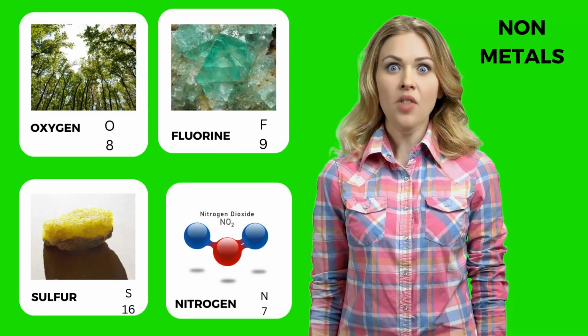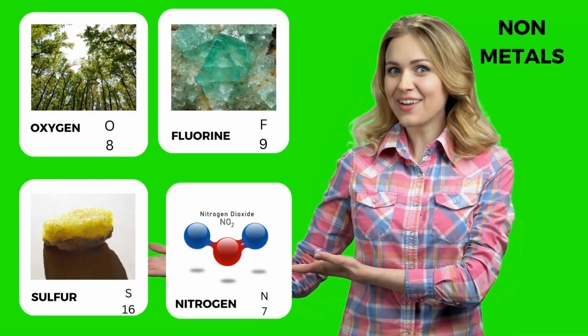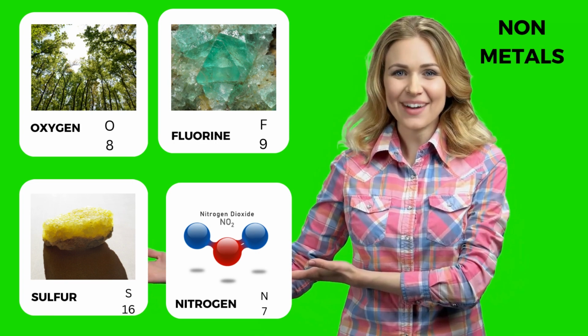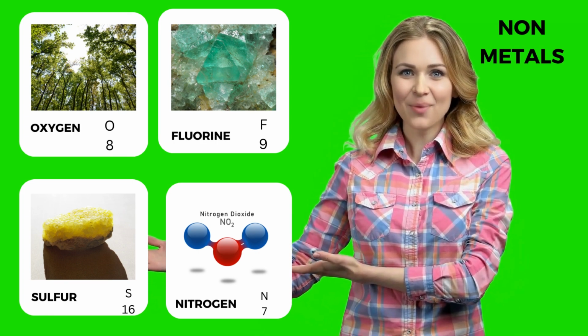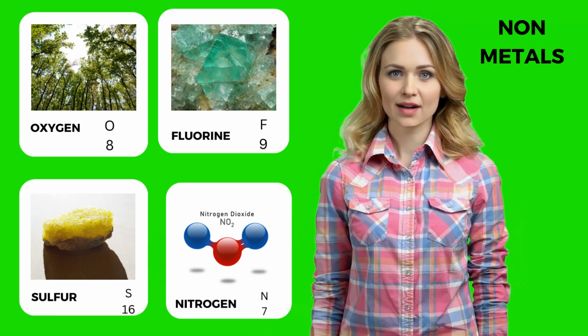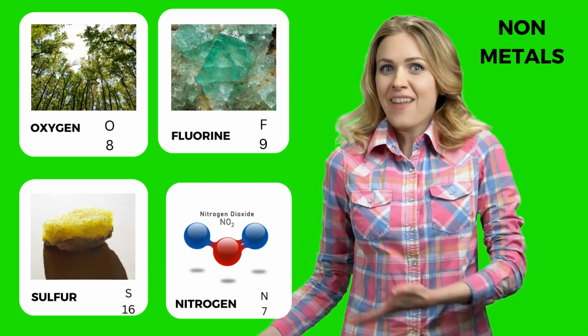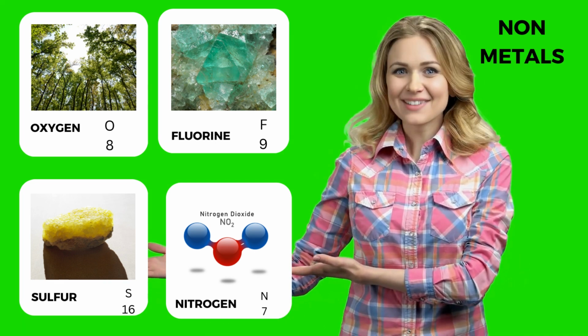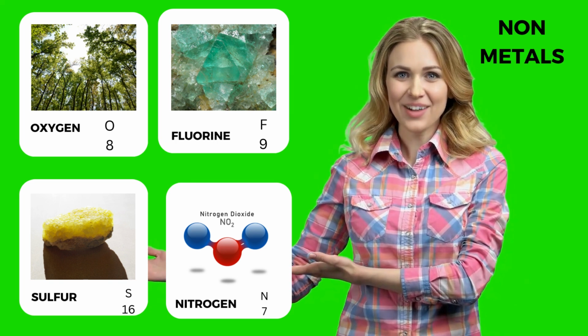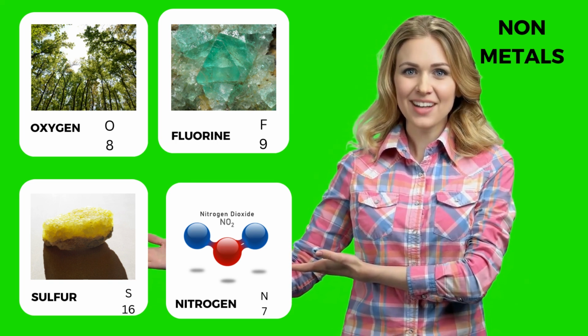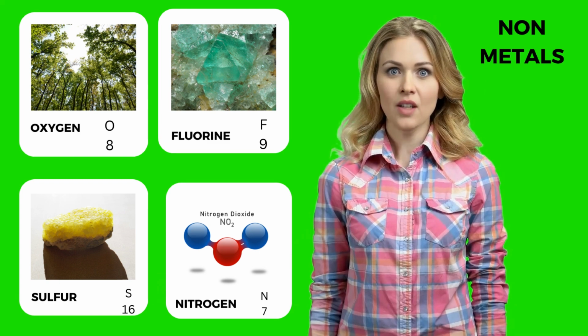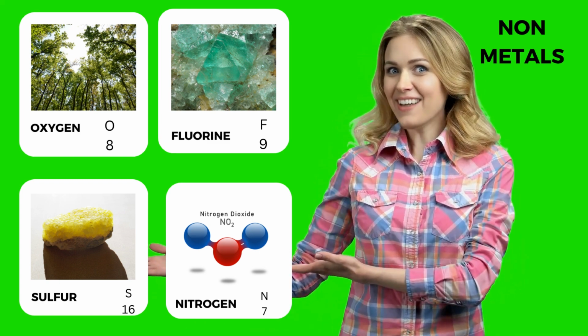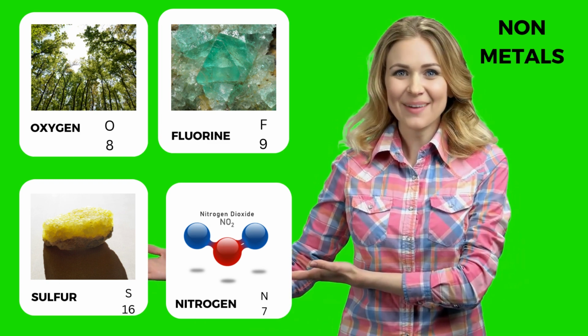Hi, non-metals include hydrogen, carbon, nitrogen, oxygen, sulfur, phosphorus, and the halogens such as fluorine, chlorine, bromine, and iodine. Let us see. Oxygen, O, atomic number 8. It is the third most abundant element in the universe and the most abundant element in the Earth's crust. Sulfur, S, atomic number 16. Sulfur is a yellow, brittle nonmetal.